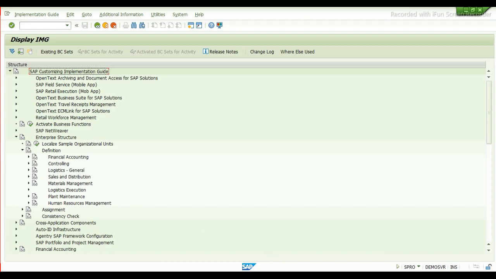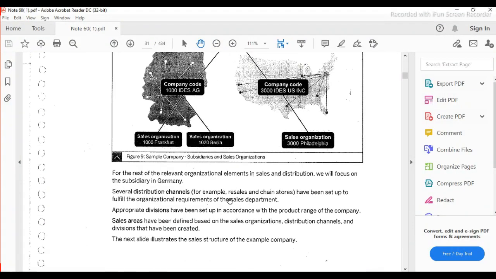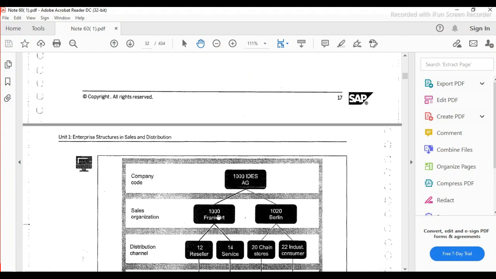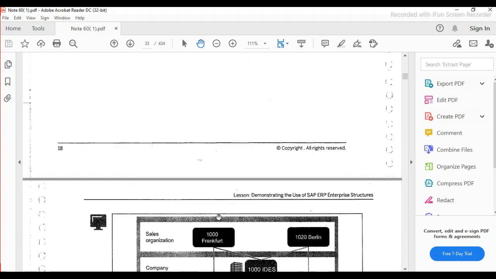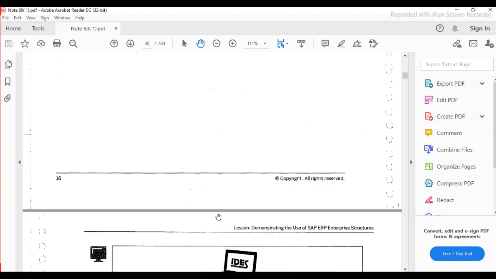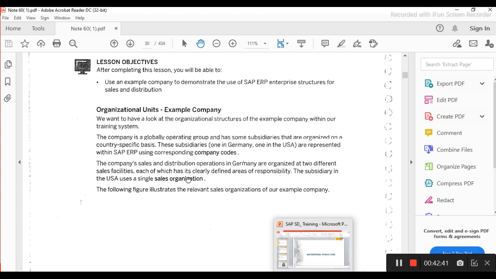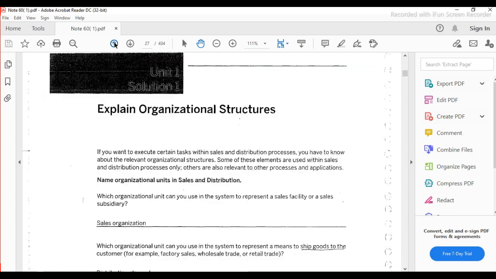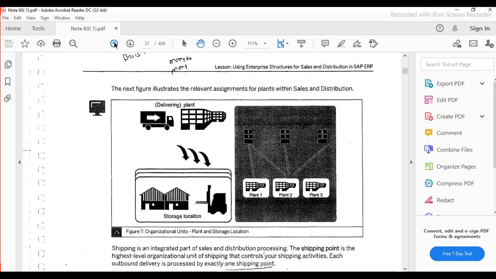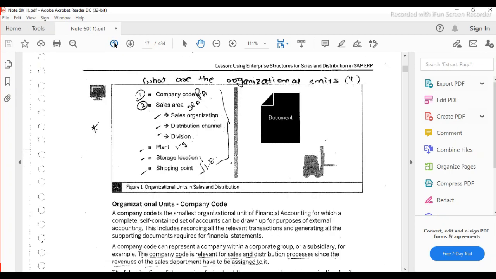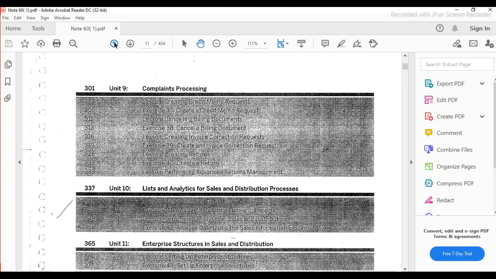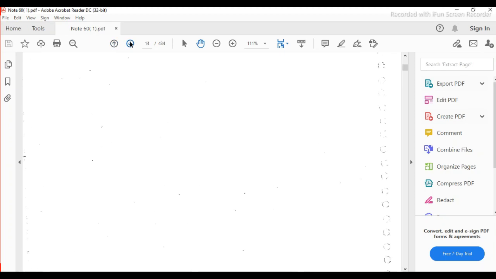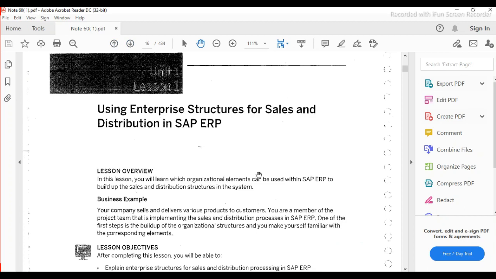So we will try to create all these organizational units in the system, and we will cover the example with the demonstration company in the system. I will stop here, and in the next video I will create all the organizational units in the system.